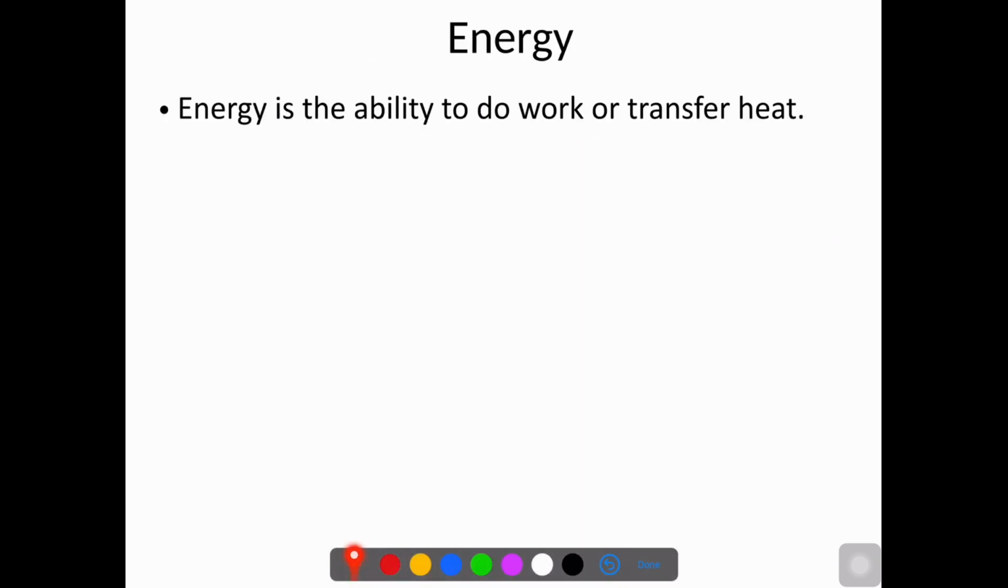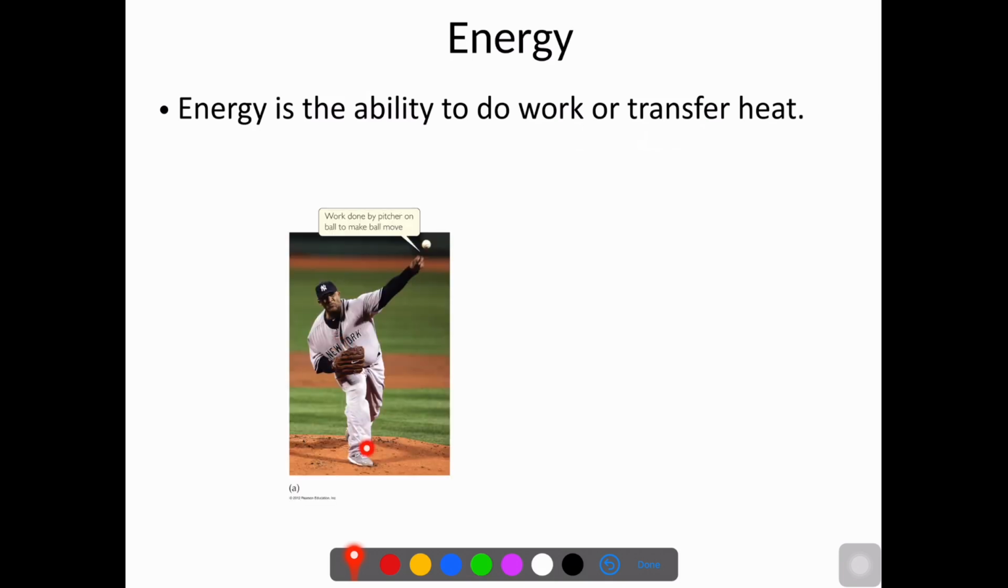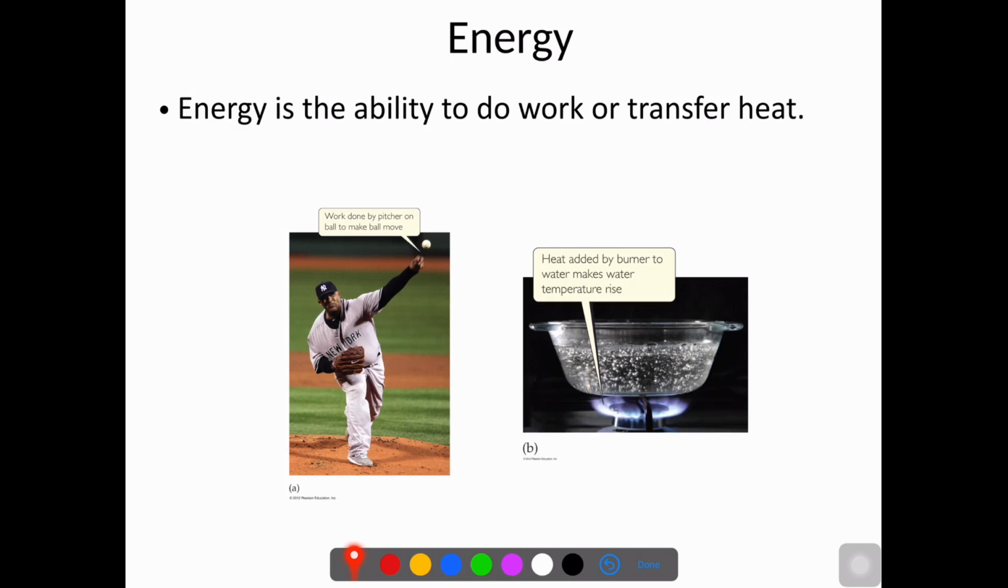So what is energy? Energy is the ability to do work or to transfer heat. Think about a pitcher. He can use his energy to make the ball move. That is basically doing work on the ball. So energy can do work. If you have energy, you can do work. What about propane gas? What can it do? The energy from propane gas can be used to heat up some water or heat up some food. So you can either do work if you have energy, or you can heat up something if you have energy. So we can say energy is the ability to do work or to transfer heat.